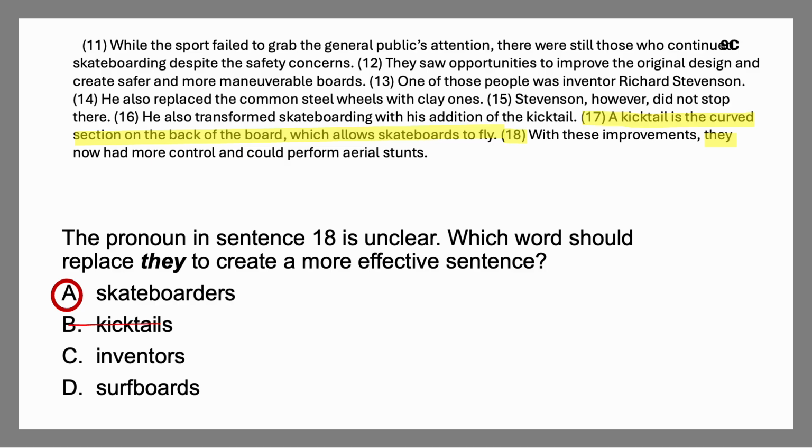With these improvements, inventors now had more control and could perform aerial stunts. If we look through any of these, it doesn't sound like inventors are the ones that are riding the skateboards. And even if inventors were riding these skateboards, it's not really specifying exactly who it is. Skateboarders just gives us a much more accurate depiction of who's on these skateboards. And then, of course, with these improvements, surfboards now had more control, and that's just not correct. It's not the right intent. We are focused on skateboards for this instance. So A is our correct answer.